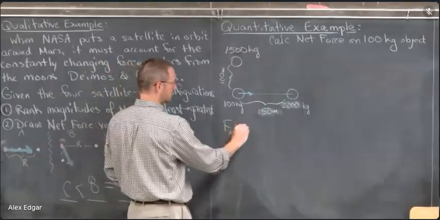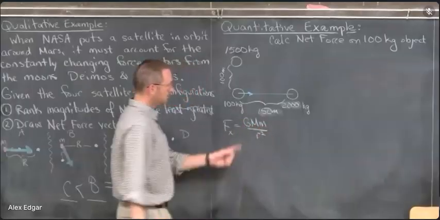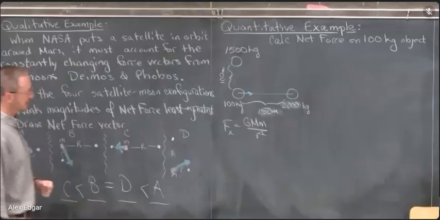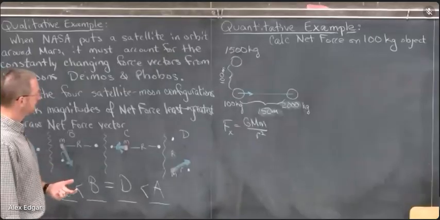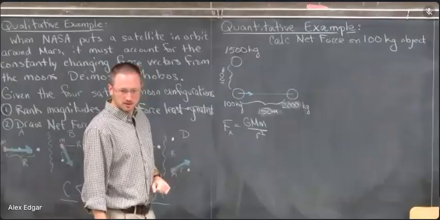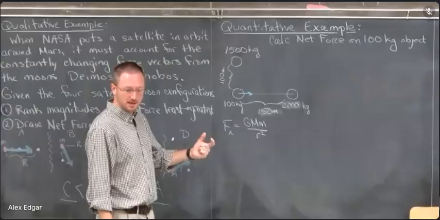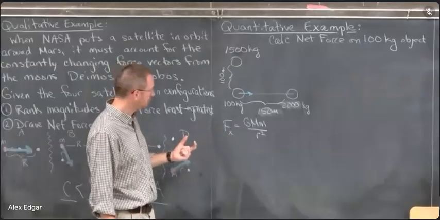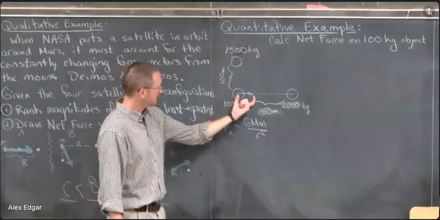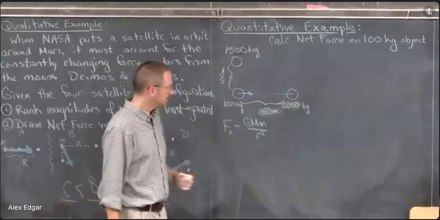Force X, G M over R squared. We've already accounted for the direction by saying it's going to point to the right, so we don't need the minus sign at the moment. The minus sign, remember, indicates direction and says the force between two objects is attractive. We've accounted for that. The force on this guy points to the right towards the other mass.